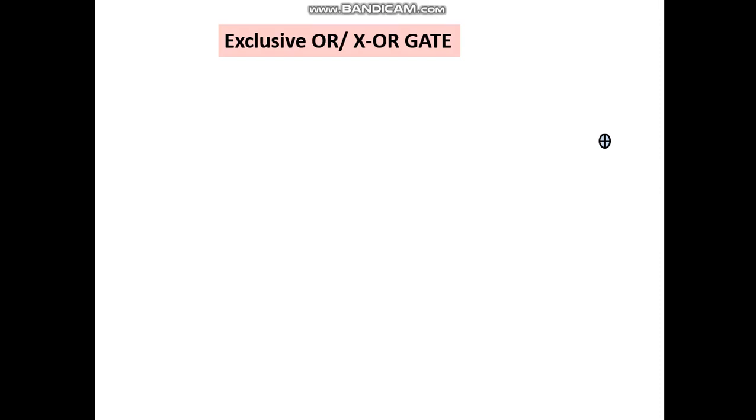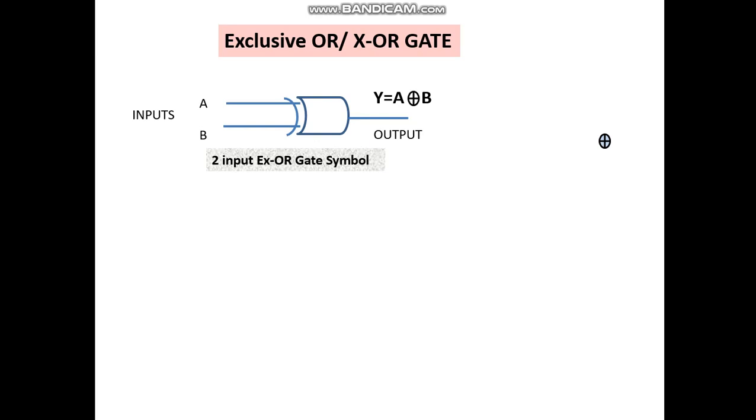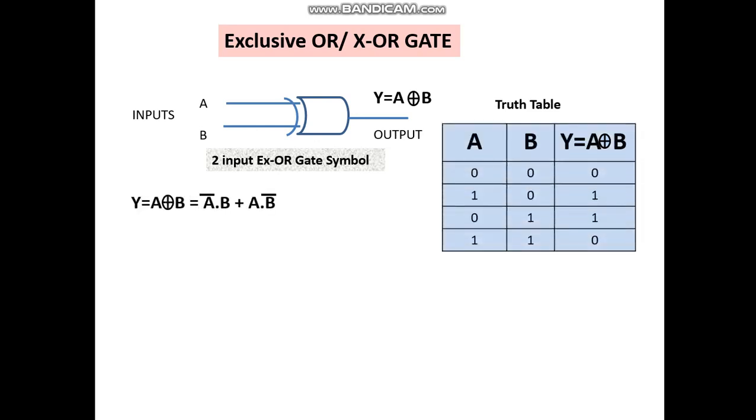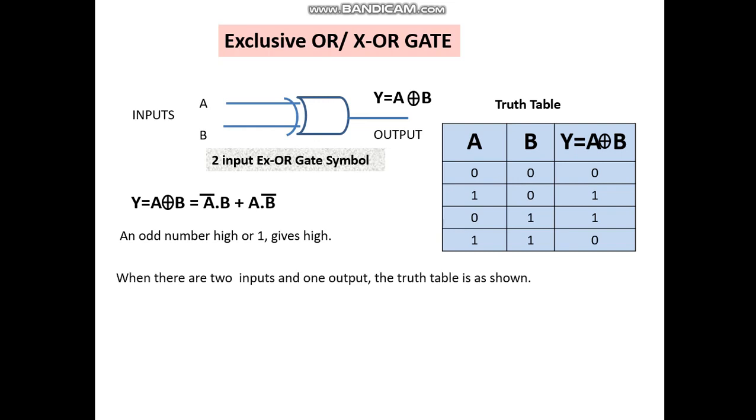Now let's see the exclusive OR or the XOR gate. This is the symbol of the 2 input XOR gate. That's the truth table. See the function: Y = A ⊕ B = A̅·B + A·B̅. That's the output Y. An odd number of high or 1 inputs gives a high output. There are 2 inputs and 1 output, and the truth table is shown here above.